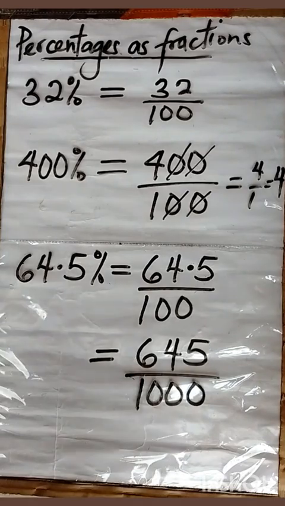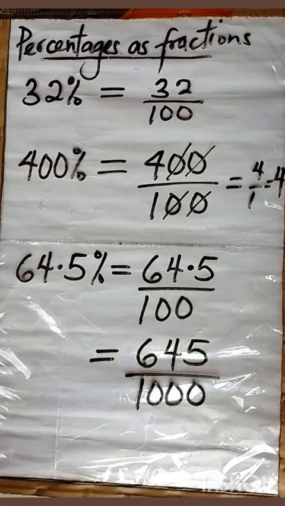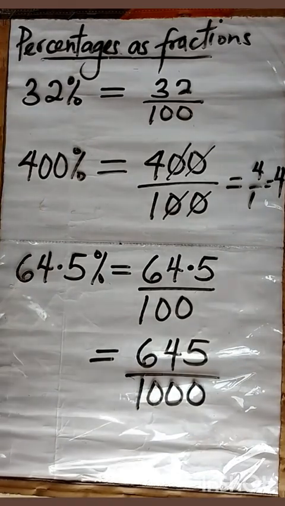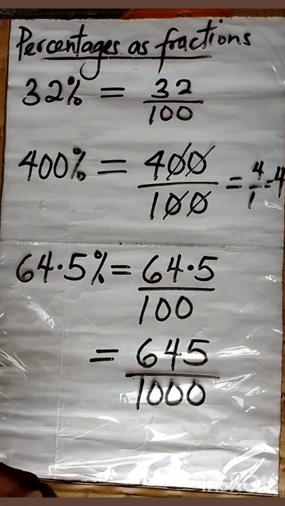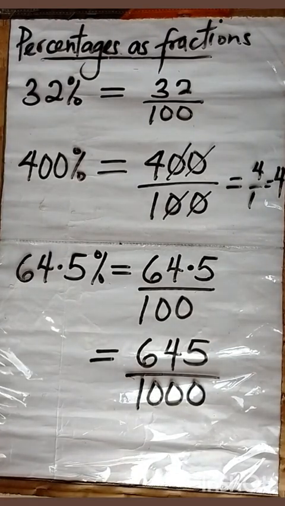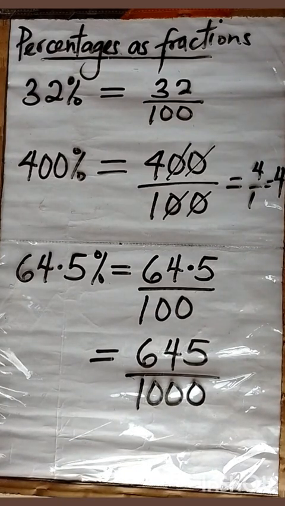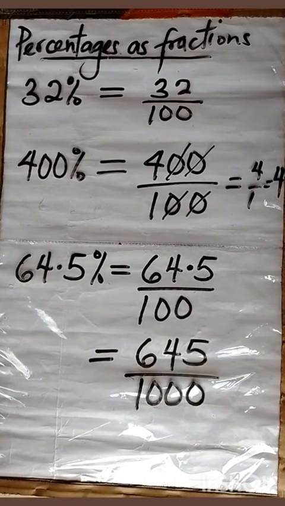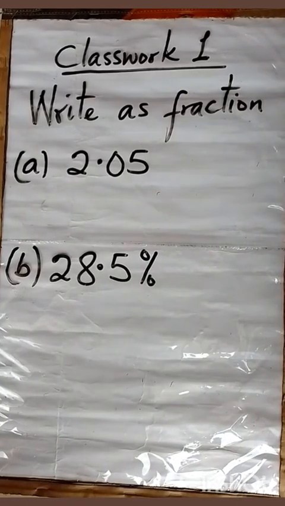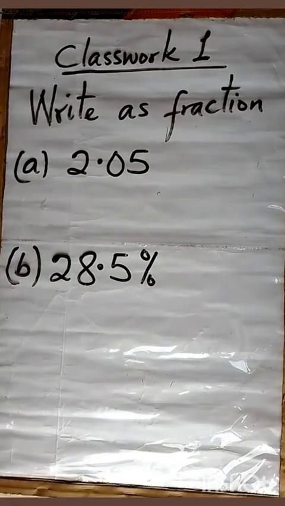Now, this is how we make percentages, decimals, and whole numbers become fractions. Before I go into equivalent fractions and then simplest form, I will want to quickly give us a very short classwork. You just do that very quickly and then we'll move next to equivalent fractions.